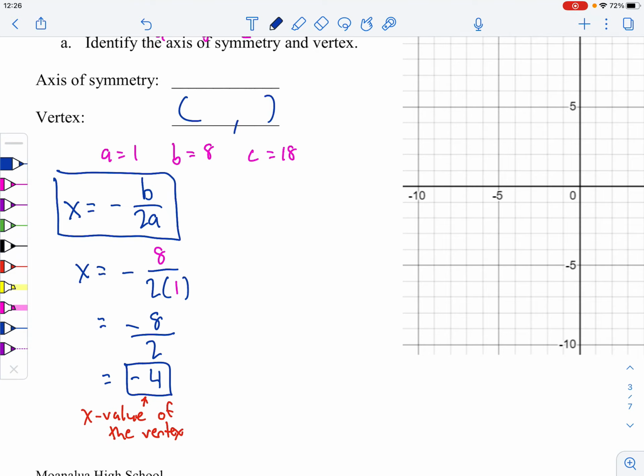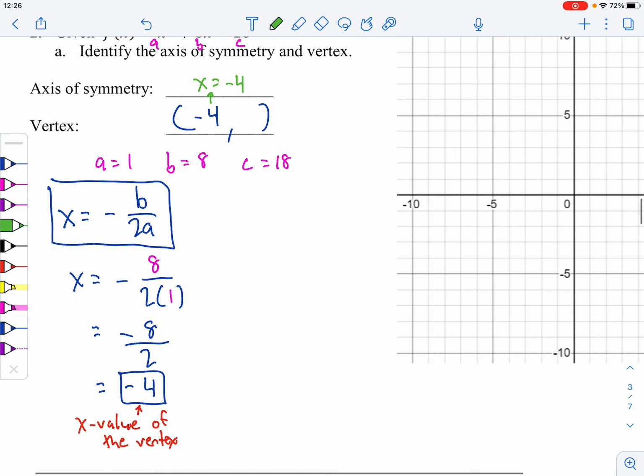So our vertex is going to be negative 4, which also gives us our axis of symmetry, x equals negative 4. Alright, so on our graph, at negative 4 here is our axis of symmetry, and we can draw our axis of symmetry at negative 4.